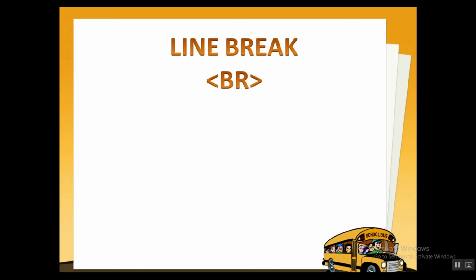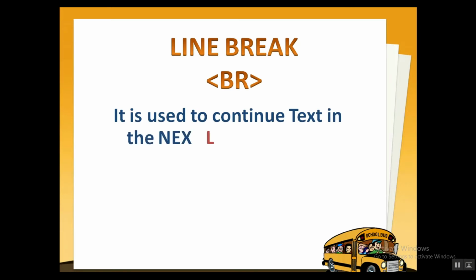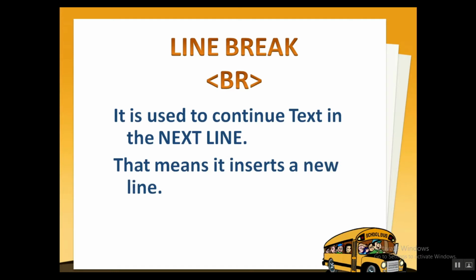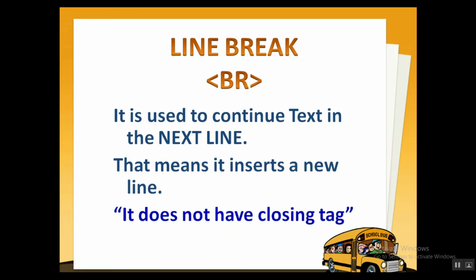Line break. This is a next topic. What does a line break do? It is used to continue text in the next line, which means it inserts a new line. For example, you have to write down a poem, or let's say you have to write down a school prayer, where the mind is without fear. Now, when you write this, it will require the change of line. That change of line is done with the help of line break, that is BR tag. One thing to note is it does not have a closing tag, and this BR tag will be put at the end of each line so that the next line will begin from a new line.